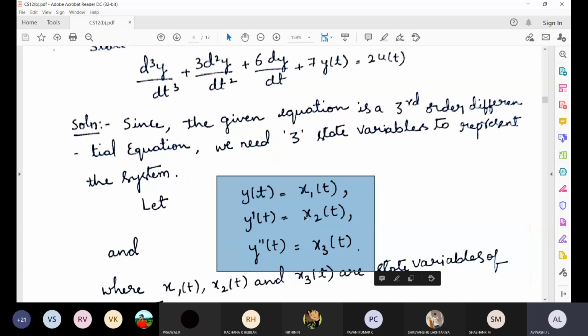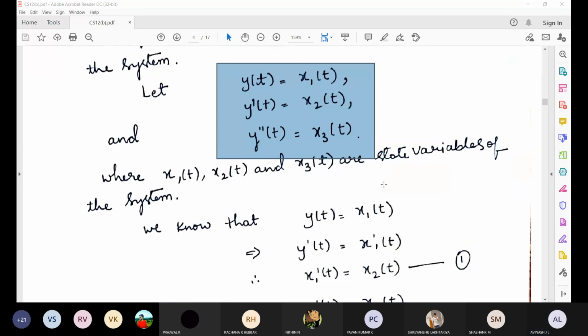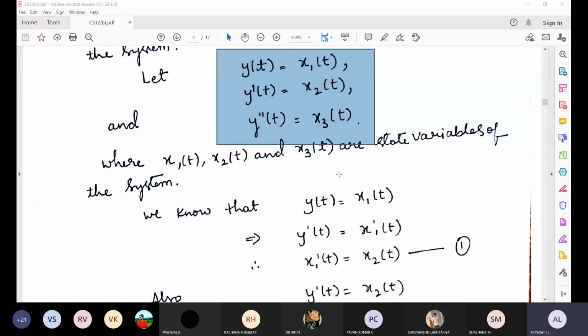That is, x1 of t will be equal to y of t, x2 of t will be equal to y dash of t, and x3 will be equal to y double dash. So here you can see what I have written, where x1 of t, x2 of t, x3 of t are the state variables of the system.